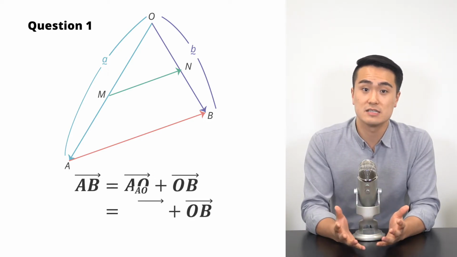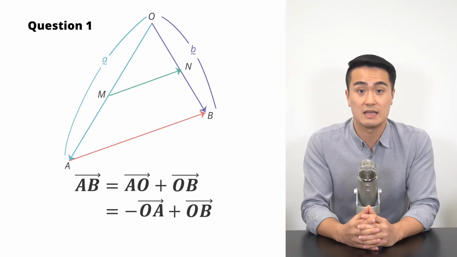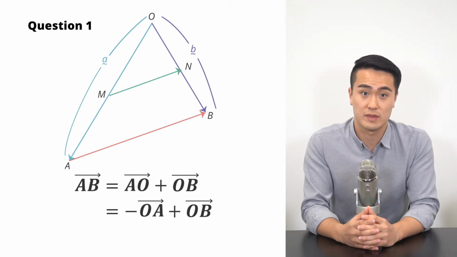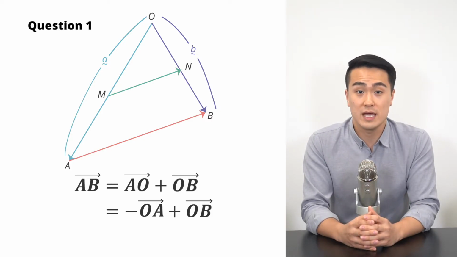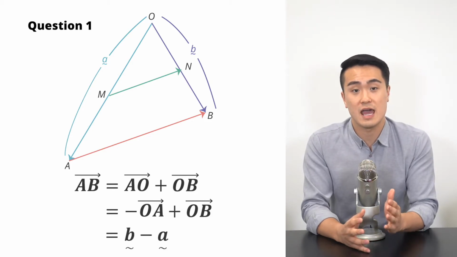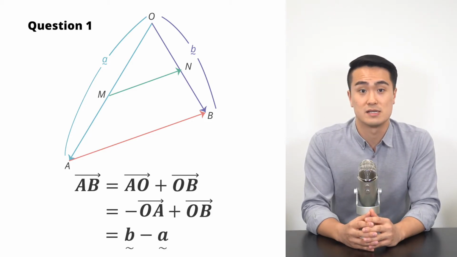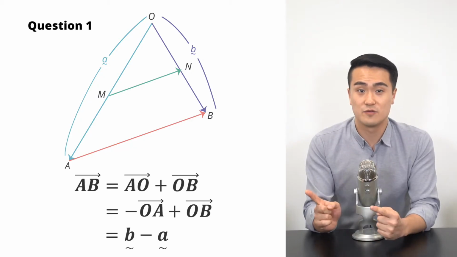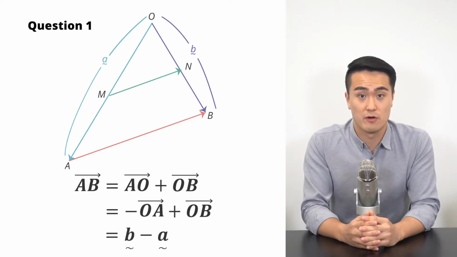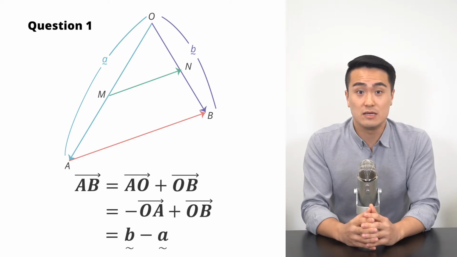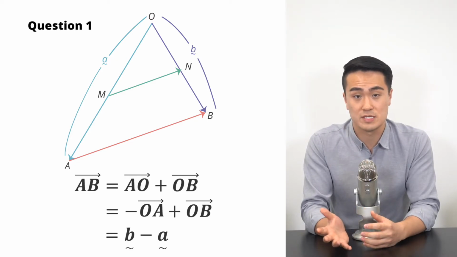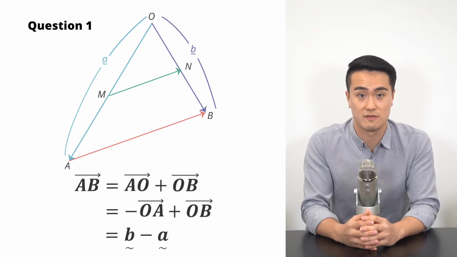Then we can reverse the direction of AO by negating the vector to OA. Since OA and OB are position vectors, vector AB is equal to vector B minus vector A. This formula is very useful to memorize. Any vector is equal to the subtraction of the head position vector to the tail position vector.